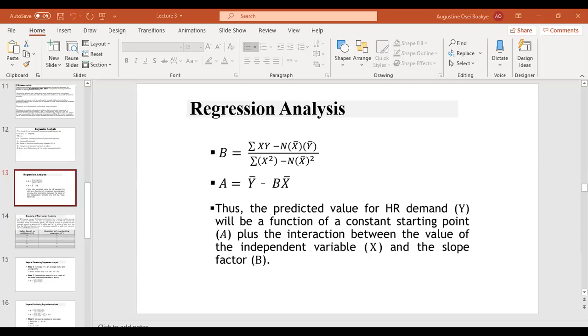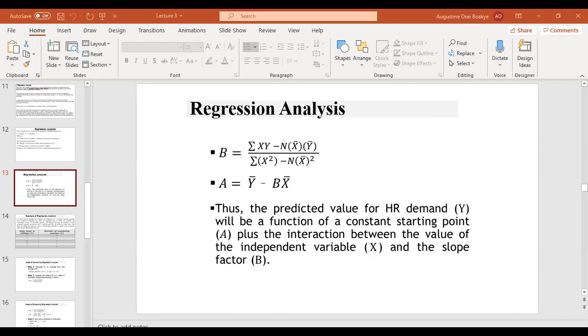Now, let me quickly introduce something. This part is summation x. This part is summation y. This part is summation xy.